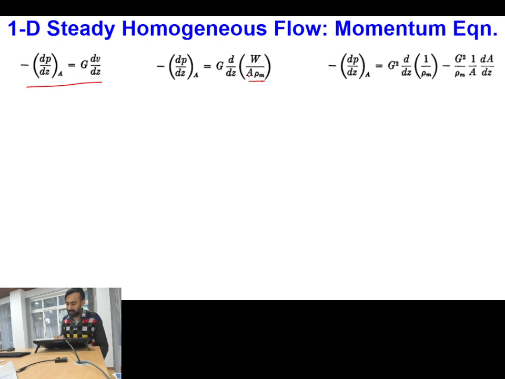And what will be W by A? W by A will be another G. So this can further be written as G square into d by dZ of 1 by rho m. Basically, what I have done here is first write W by A as G, and then apply the chain rule to calculate d by dZ of G by rho m. This will give me two terms in the expansion, something like this.